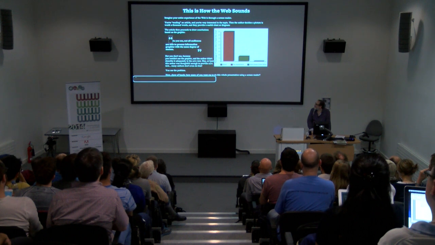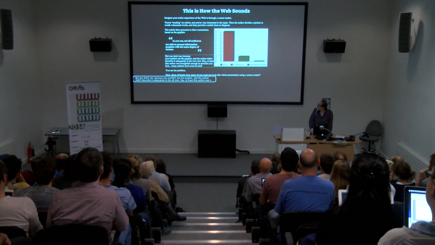The article then proceeds to draw conclusions based on the graphic. "As you see, not all audiences are able to process information graphics with the same degree of success." But you don't see, because you couldn't see the graphic, and the author didn't describe it adequately in the alt text. Hey, at least this author was thoughtful enough to provide alt text. Many authors don't even do that.